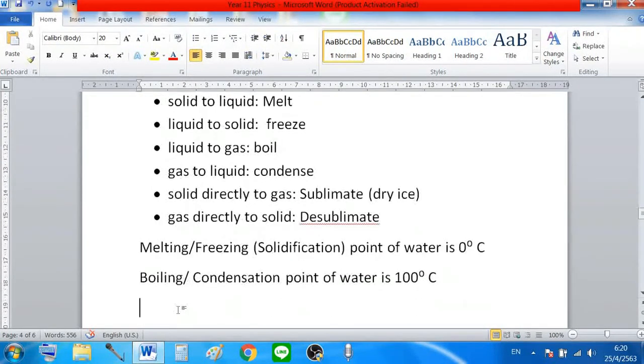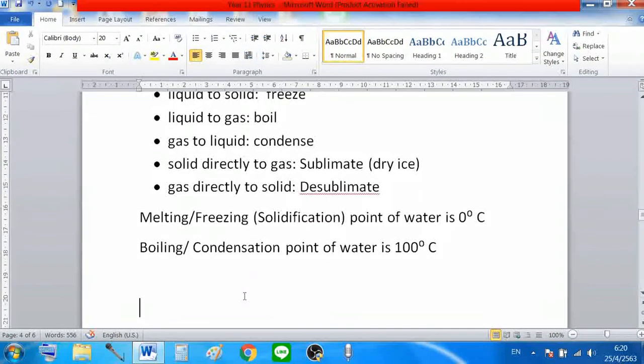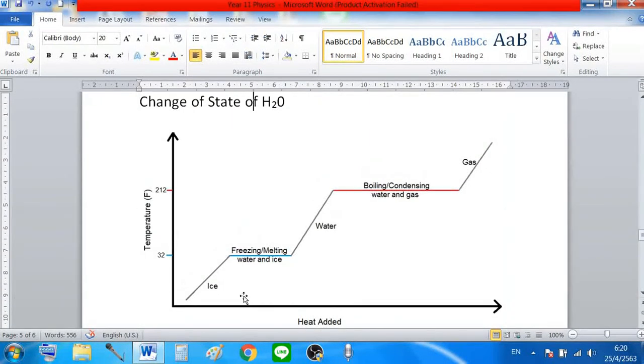Melting and freezing is also called solidification in this book. And so we have a melting, freezing point of water is 0 degrees Celsius. The melting point or the freezing point is the temperature at which the substance changes from a solid to a liquid or a liquid to a solid. And the boiling or condensation point of water is 100 degrees Celsius. And that's the temperature at which the object or the water changes from a liquid to a gas or a gas to a liquid. And here we have a graph on the changes of states of H2O or water.